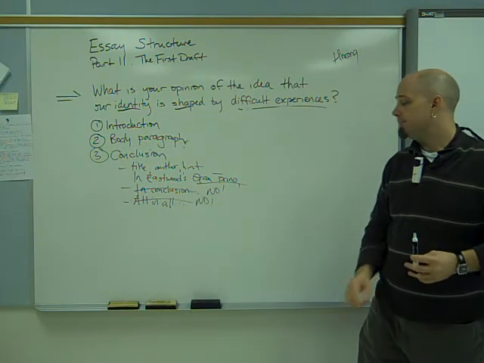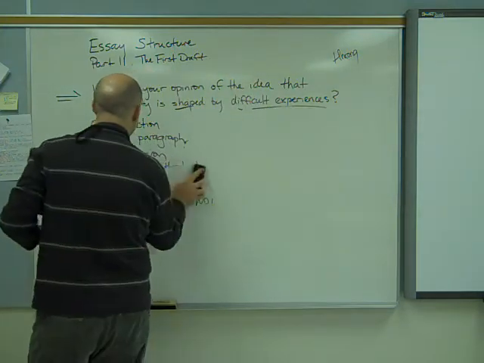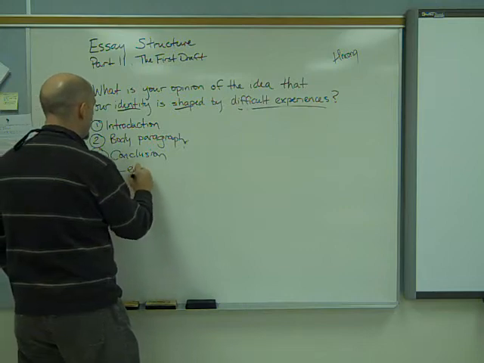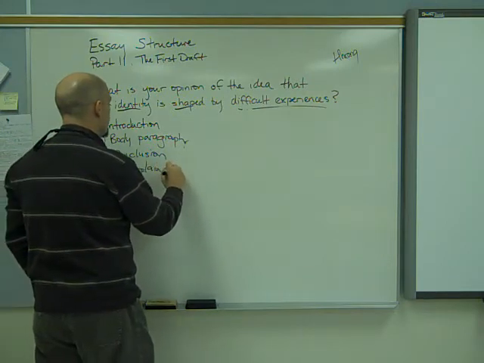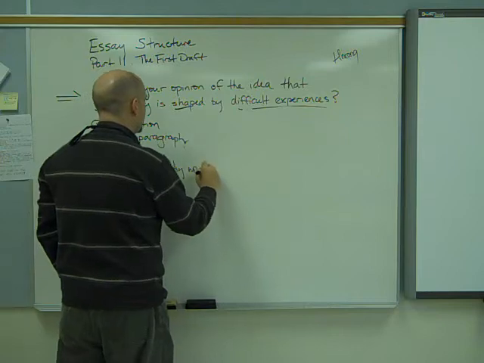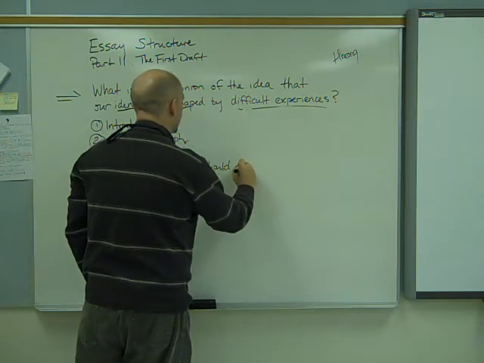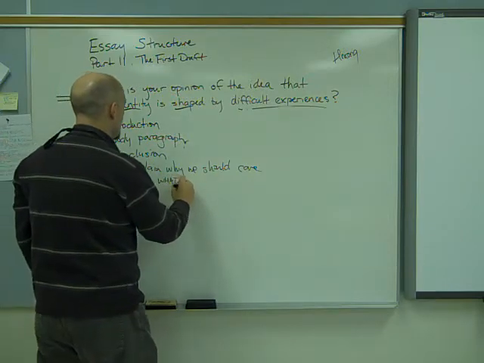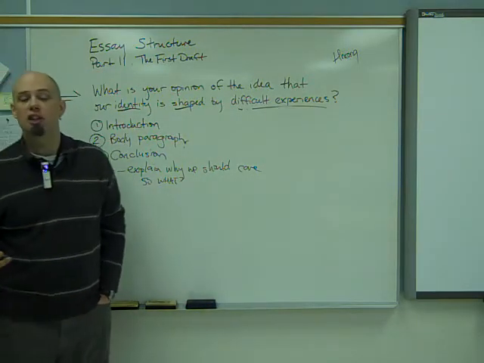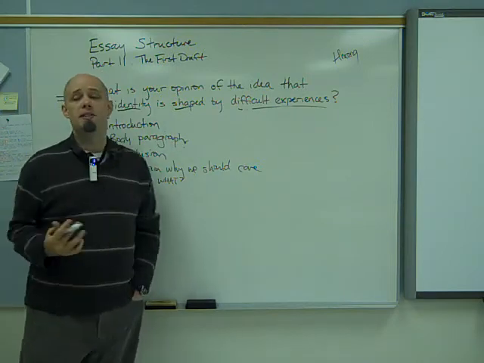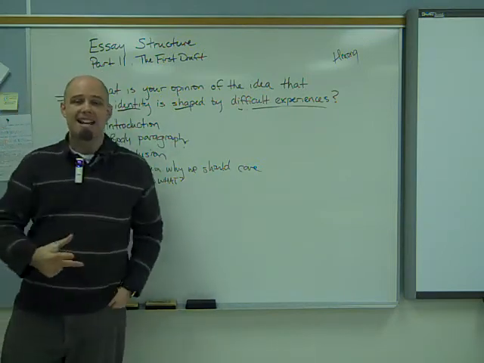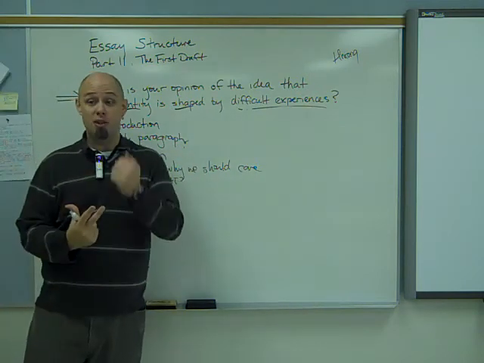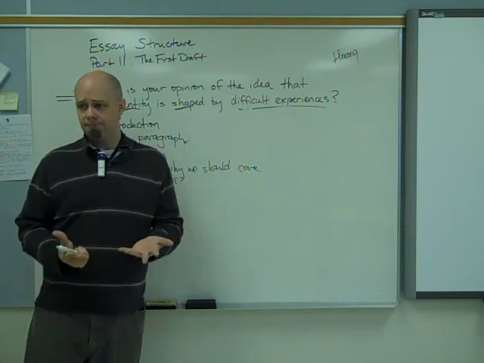But you can't just leave it there. Once you're done with this, you need to explain why we care, or why we should care. Or so what? So we've done this wonderful analysis on the character of Walt. We've looked at Walt all the way through this film. We've traced his development. His identity has gone from a grumpy person to a wonderful person. We've talked about this. All our evidence is great. So what? How does it affect us?